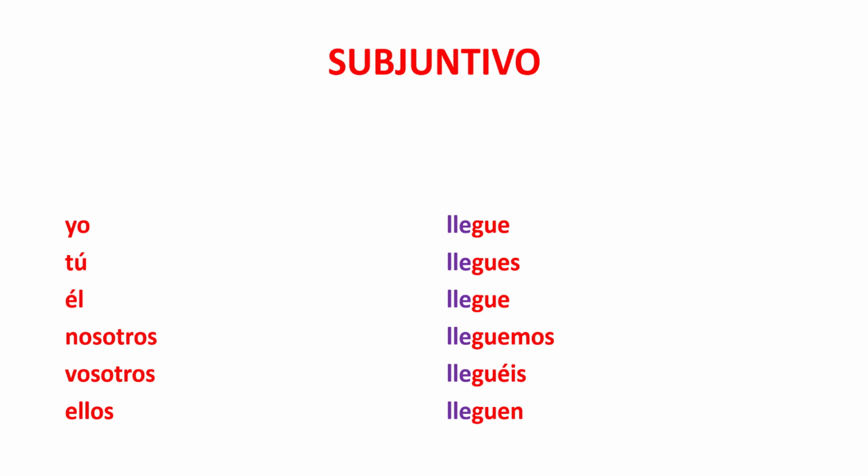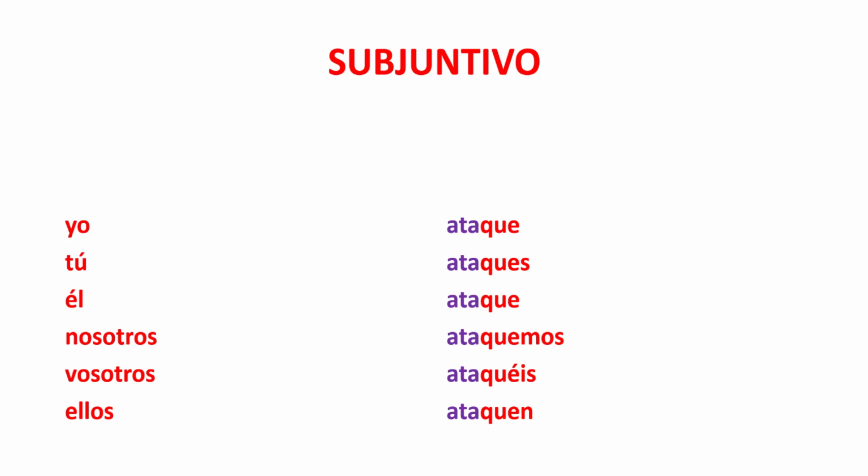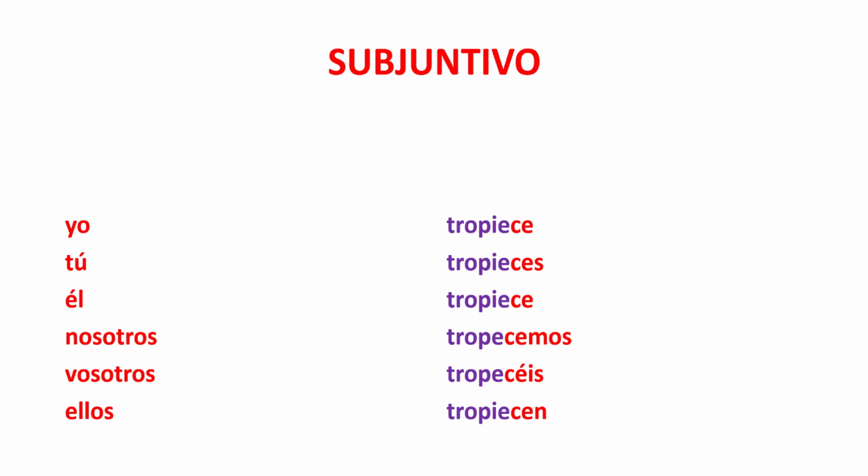Llegar would be llegue, llegues, llegue, lleguemos, lleguéis, and lleguen. Atacar would be ataque, ataques, ataque, ataquemos, ataquéis, and ataquen, and that would be the same for all CAR verbs. All ZAR verbs are going to change to the CE, so it's going to be tropiece, tropieces, tropiece, tropecemos, tropecéis, and tropiecen. Also notice that the stem changers are in there as well.